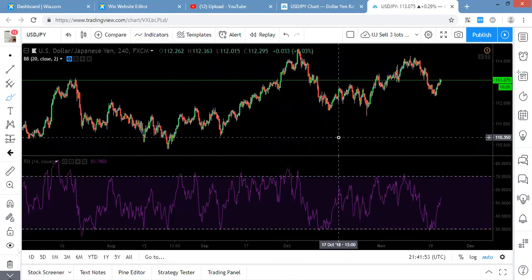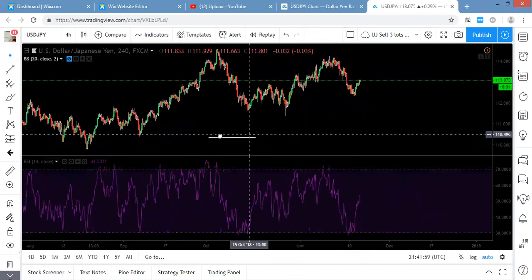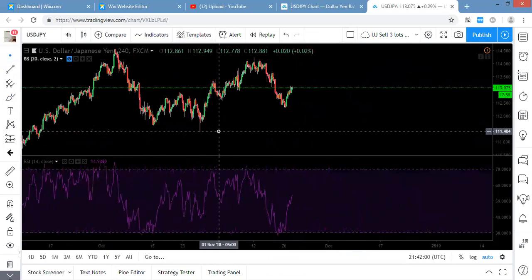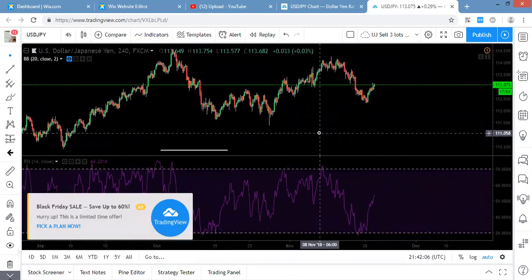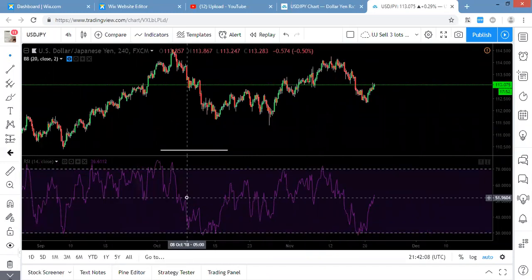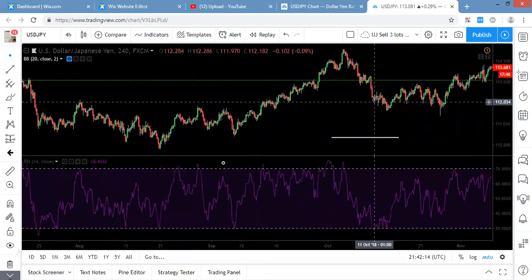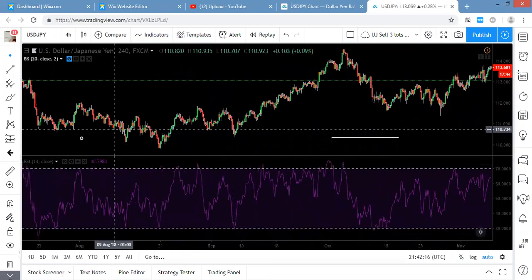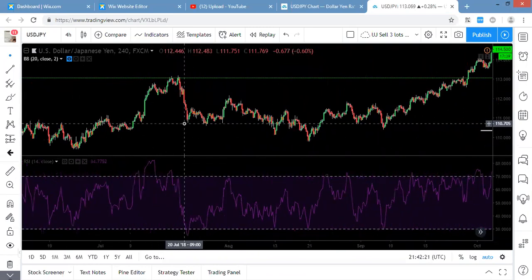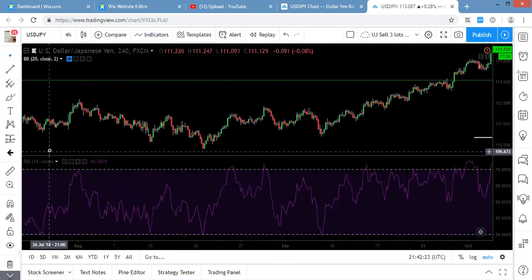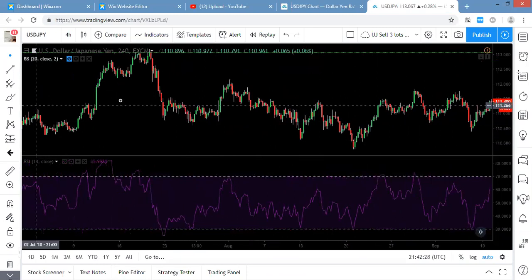Beautiful example. If we look over here, at this point right here, we had a nice little double bottom. Actually, okay, nope, that doesn't look like there's any divergence there. Let's take a look over here. I did see one. Right here. Perfect. So there was another nice little double bottom that occurred here, and we had some nice divergence, okay? So I want you to take a look at this for a minute.